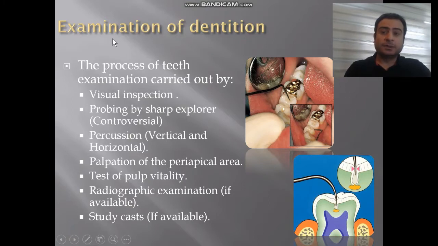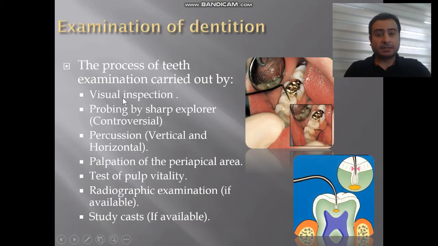So the process of the tooth examination involves several steps. We need to go through them systematically, as we said earlier, from the first part, which is the visual inspection, and then we go through more specific parts like the radiographic examination and provision of study casts.